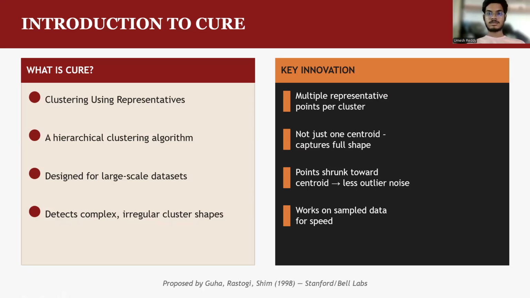Coming to the key innovations, it uses multiple representative points per cluster. In k-means, it is a single point reference within the cluster. The extension of k-means clustering is this CURE algorithm. So not just one centroid, it captures the full shape. Its points shrink towards the centroid. There is less outlier noise and it works on sample data, for example, speed.